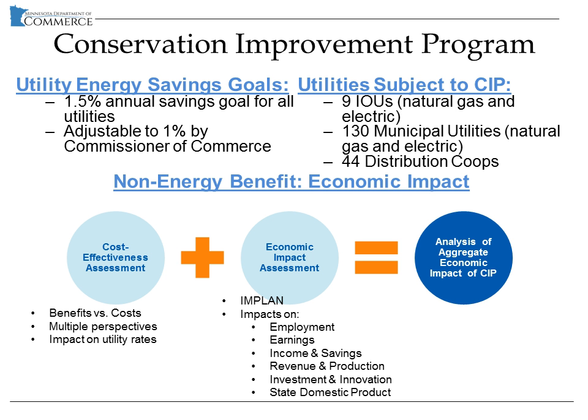So first, our Conservation Improvement Program is the program that delivers the Energy Efficiency Resource Standard. All 180 plus of our utilities, minus a few small natural gas utilities, are required to meet a 1.5% annual energy savings goal. This can be adjusted to 1% by the Commissioner of Commerce, and it has been adjusted for the natural gas utilities. We have 9 investor-owned utilities, 130 municipal utilities, and 44 distribution cooperatives that all have programs to meet the goals. We have over 2,000 unique programs that are currently being administered by utilities.